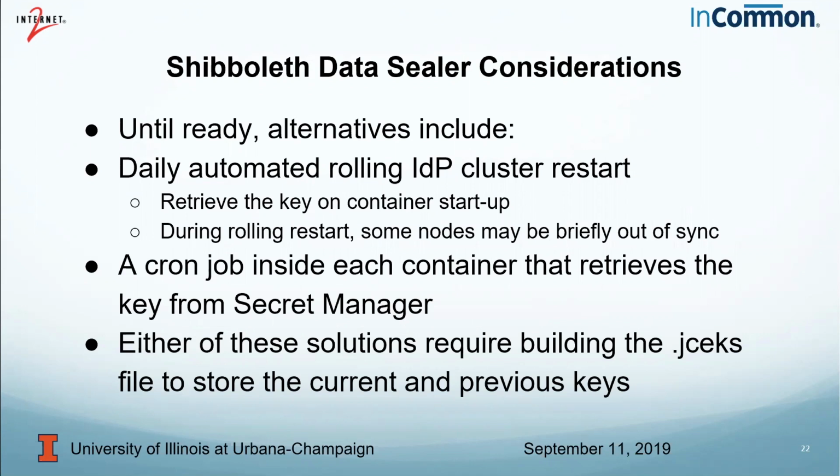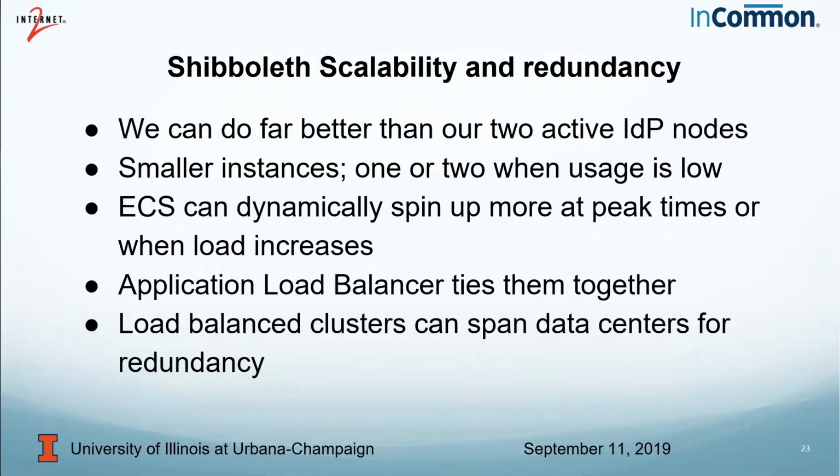Scalability, I've been mentioning several times this whole concept of a varying number of nodes. We can do way better than having 2 large nodes running all the time. That is clunky and an unnecessary amount of resources, especially if you're paying for those out in AWS land. We can have smaller instances that dynamically rescale. ECS allows that dynamic rescaling.